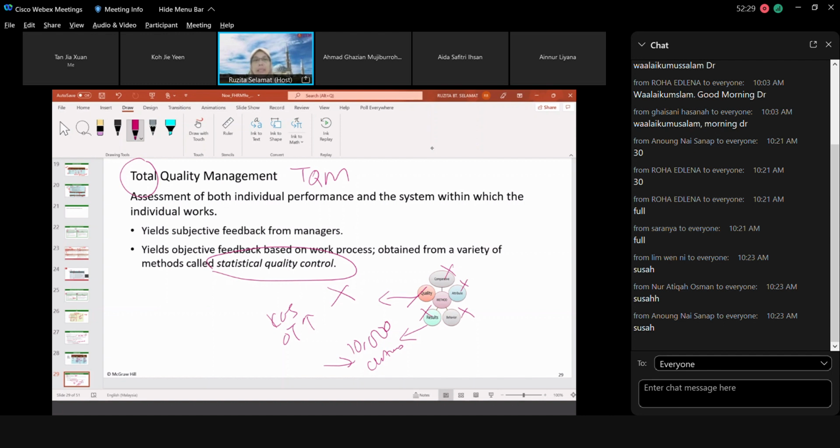Okay, so with that, we wrap up measuring performance, the tools that we are using when measuring performance, from comparative, attribute, looking at behavior, measuring results, and stressing on quality. So ada 5 kategori on measuring performance. Dalam 5 kategori tu ada bermacam-macam approach yang kita boleh gunakan, right?